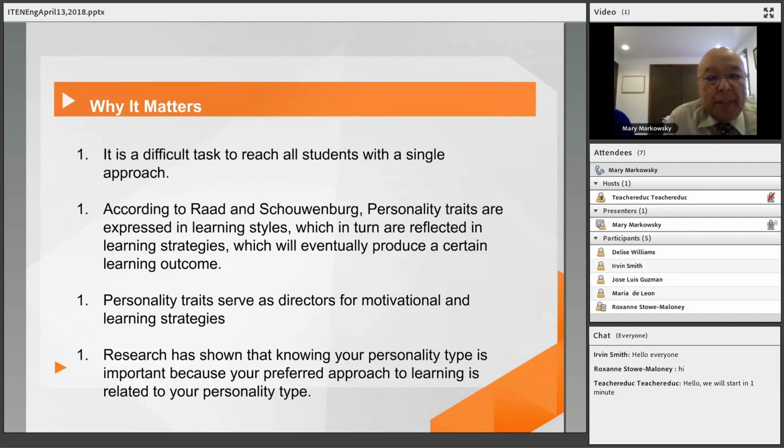Why it matters. It is difficult to reach all students with a single approach. We have to look for ways to reach them all with different approaches. According to Rad and Schoenberg, personality traits are expressed in learning styles, which in turn are reflected in learning strategies, which eventually produce a learning outcome. Personality traits serve as directors for motivational and learning strategies. Research has shown that knowing your personality type is important because your preferred approach to learning is related to your personality type.